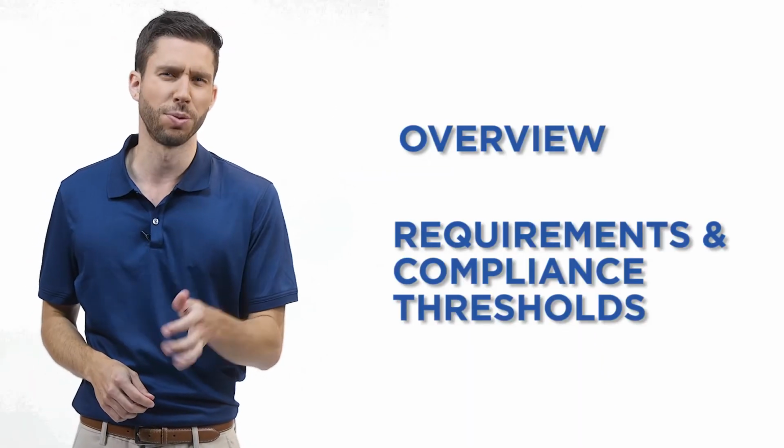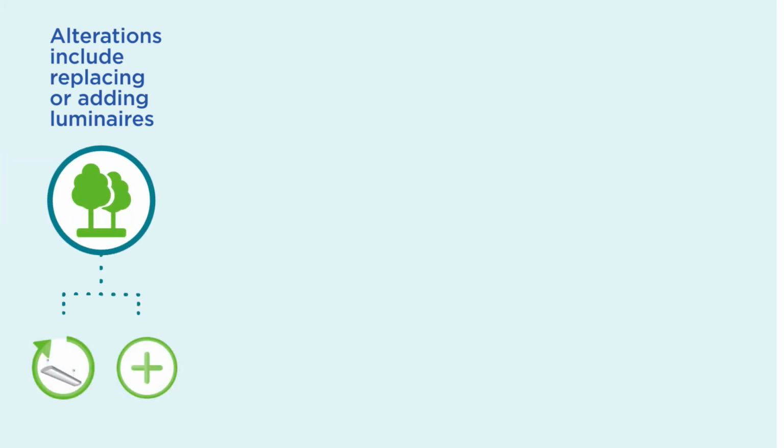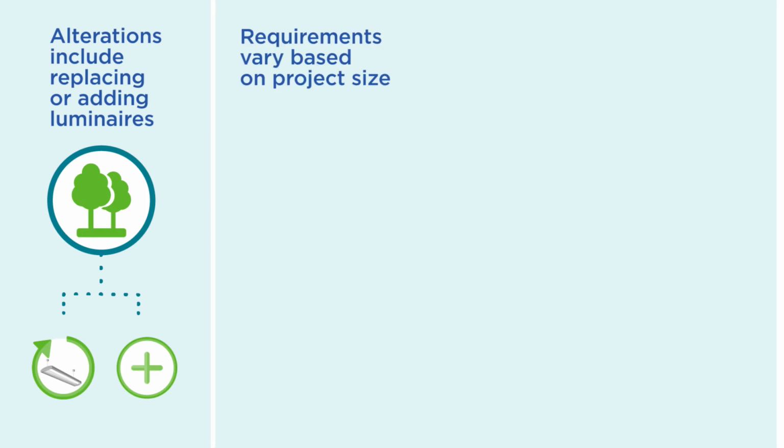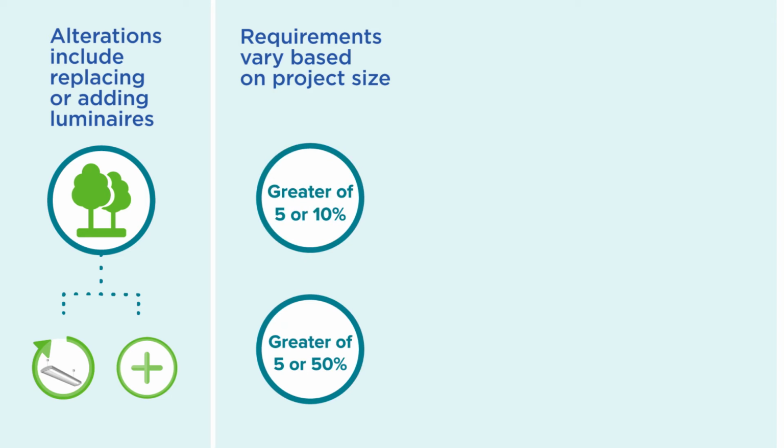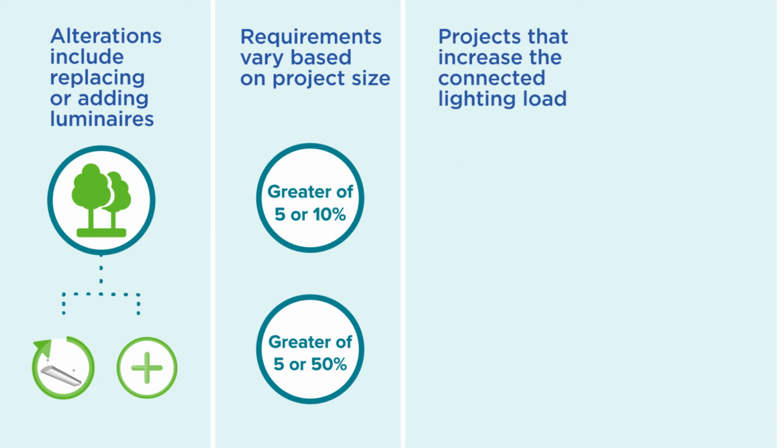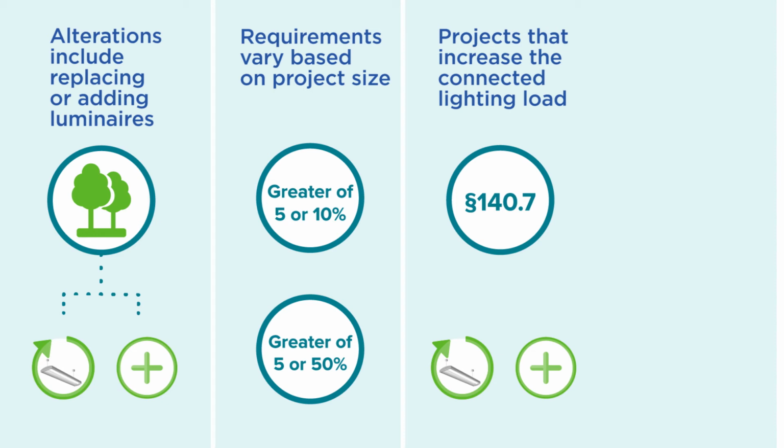Before we end this module, let's review what we've learned. We learned outdoor lighting alterations includes replacing or adding luminaires. Retrofits to existing luminaires that do not increase the lighting load are not regulated. Control requirements for altered luminaires are triggered when at least 5 luminaires in an area are addressed and will vary based on whether the project includes between 10 and 49% or 50% or more of the existing luminaires. For alterations that increase the connected lighting load, new or altered luminaires must meet the requirements of section 140.7.